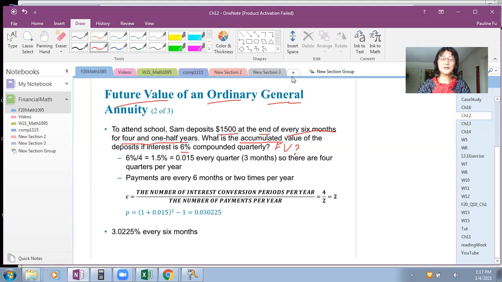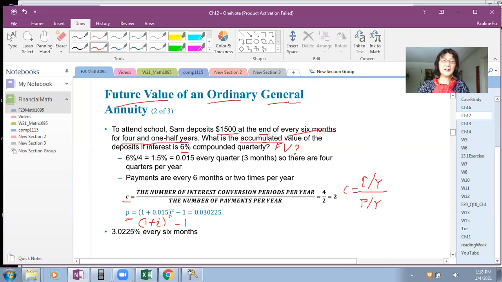To use the formula, we need to calculate P, the equivalent rate per payment period. Remember, P equals (1 plus I) raised to power C, minus 1. And what is C? C equals the interest conversion periods per year, CY, over the number of payments per year, PY.